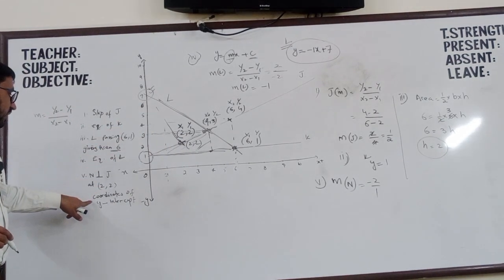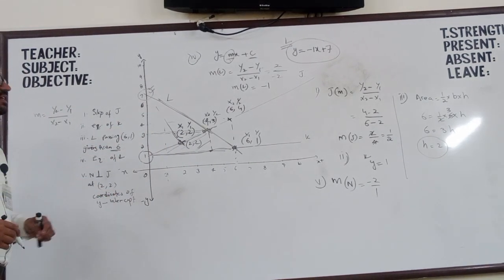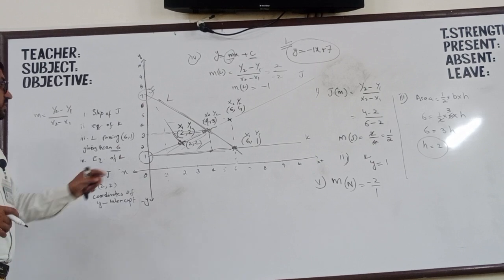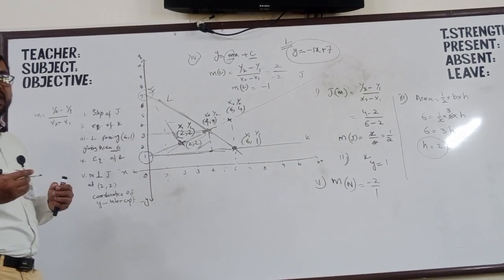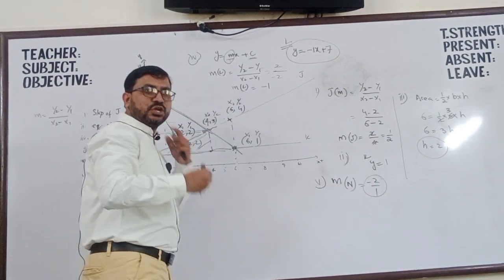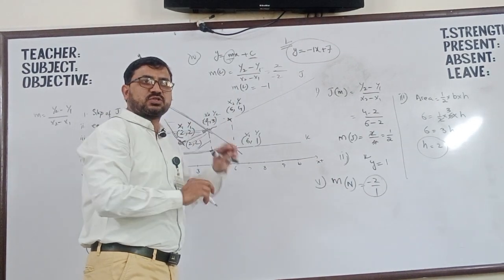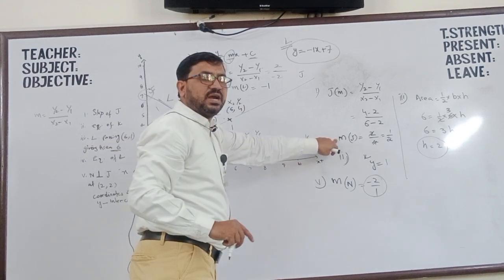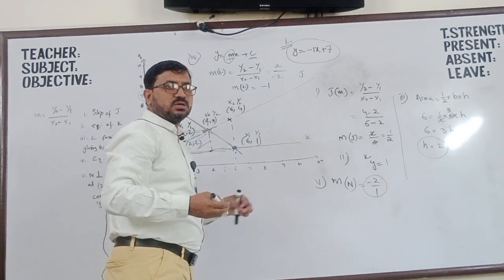And what do we need to find? The coordinate of the y-intercept. If we just consider this information, what data do we have? We have the slope for the new line which we need to draw. You have a slope which was perpendicular to J. Yes, you can ask the question.